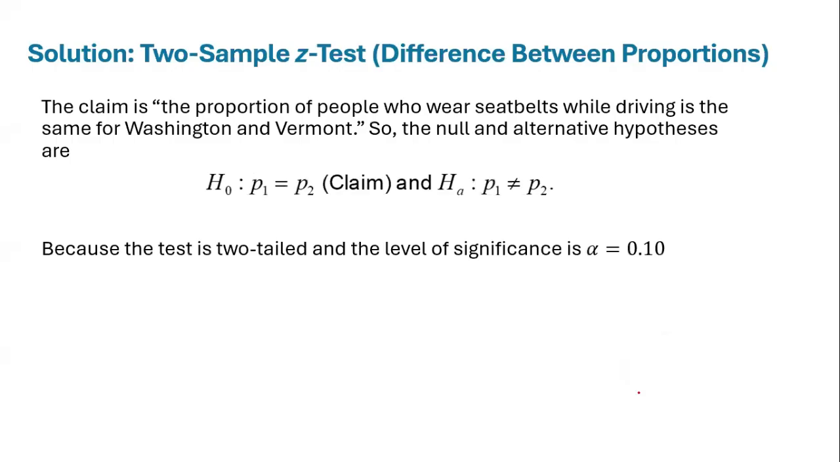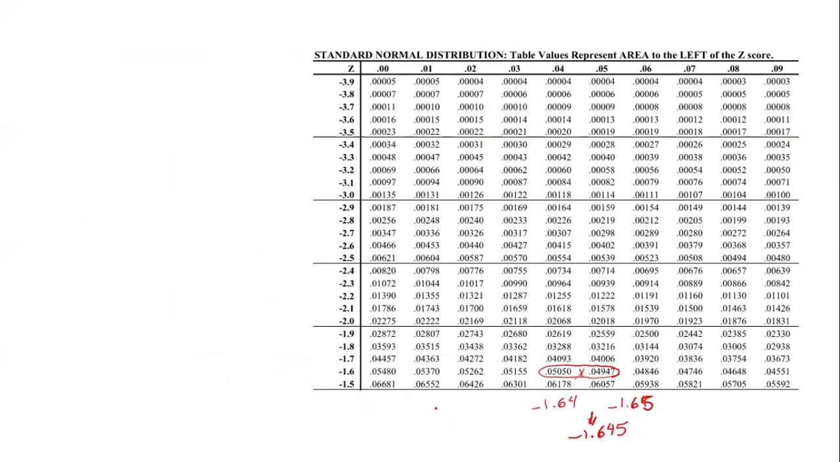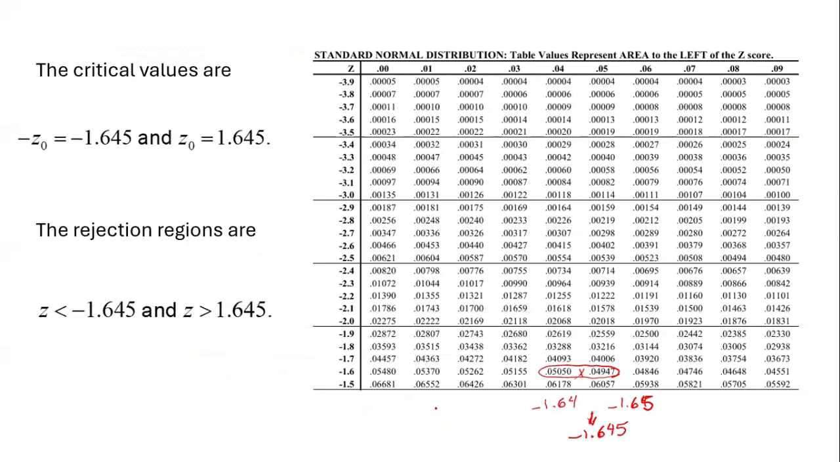And after finding the critical values, I know that the rejection region is the shaded area. And the shaded area are the z values that are less than negative and more than the positive. So the rejection region are all the z values that are less than negative 1.645 and more than positive 1.645.